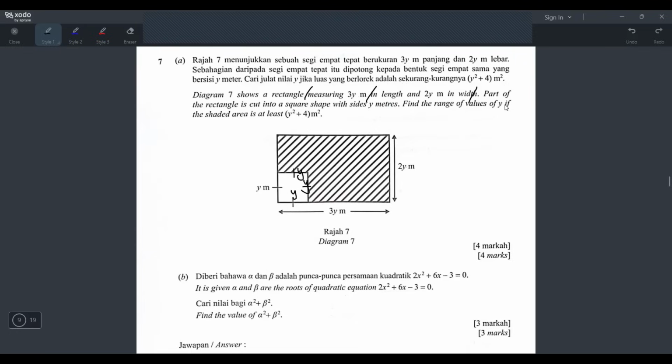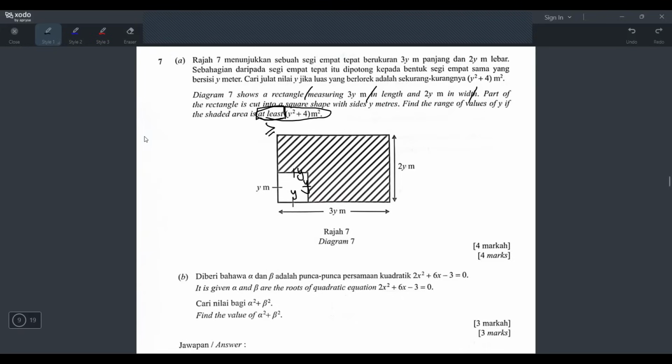Okay. Find the range of values of y if the shaded region is at least y square plus 4 meter square. The keyword here is at least. So what is the symbol for at least? Bigger or equal. Okay, because at least means at the minimum. Means cannot be less than this. You must be at least this, so you must be bigger than or equal to. That's why the symbol is bigger or equal. Okay, they say the shaded area is y square plus 4.